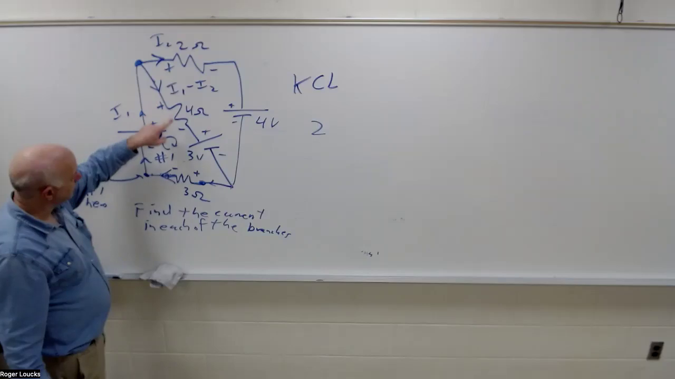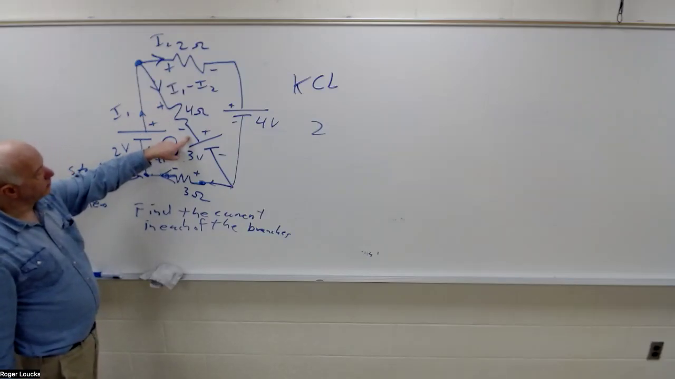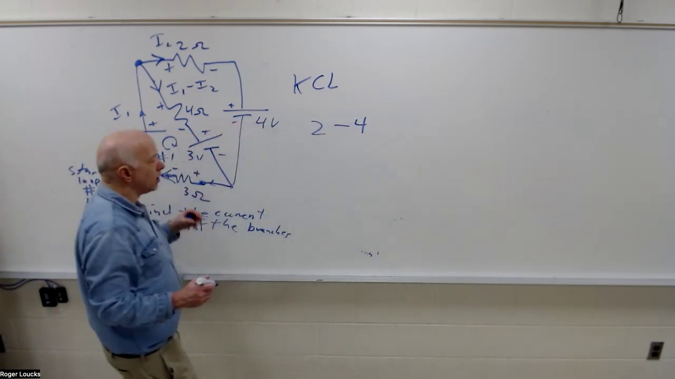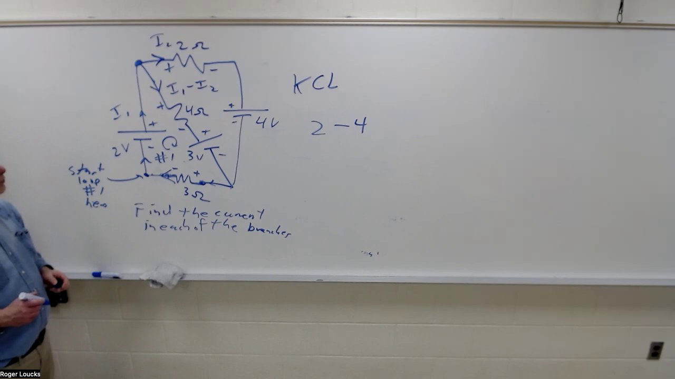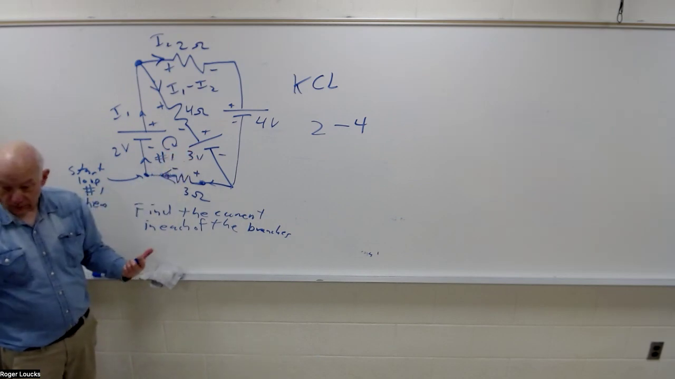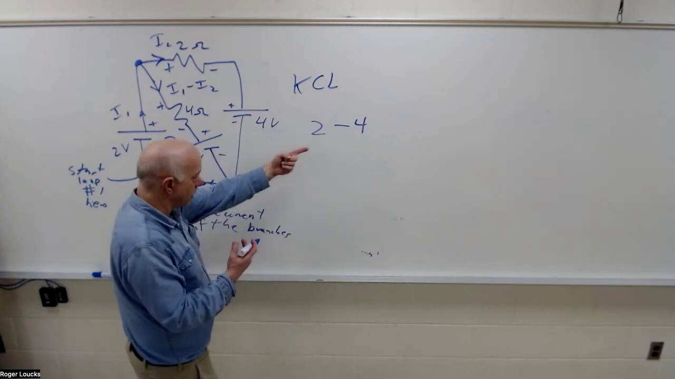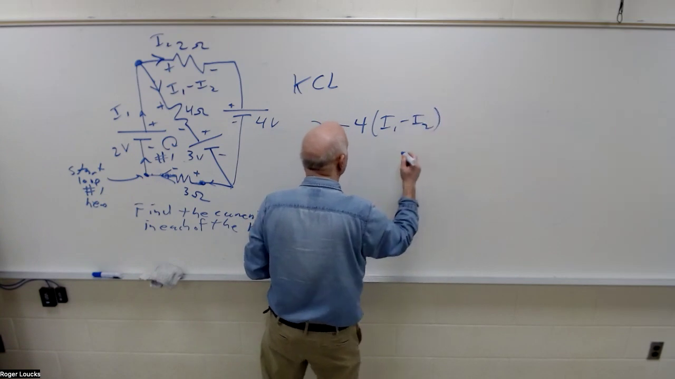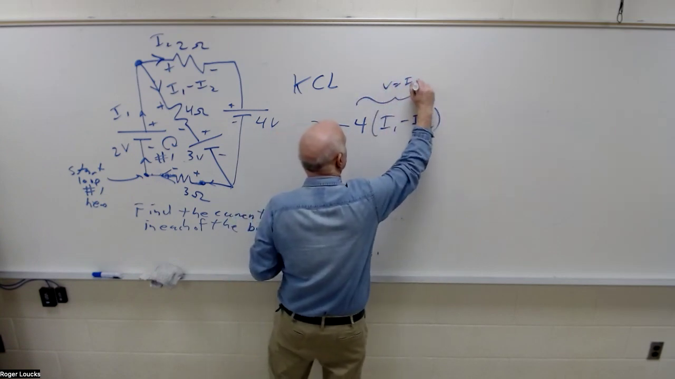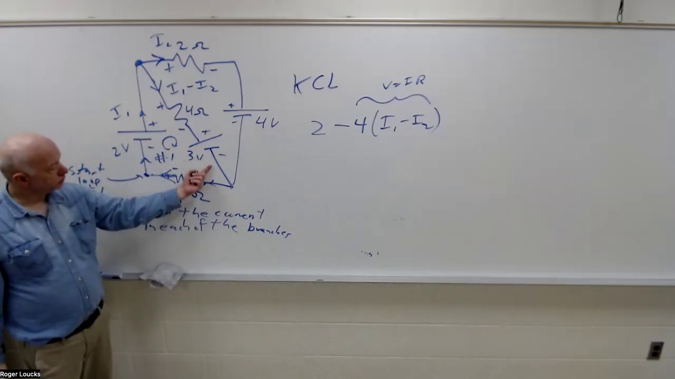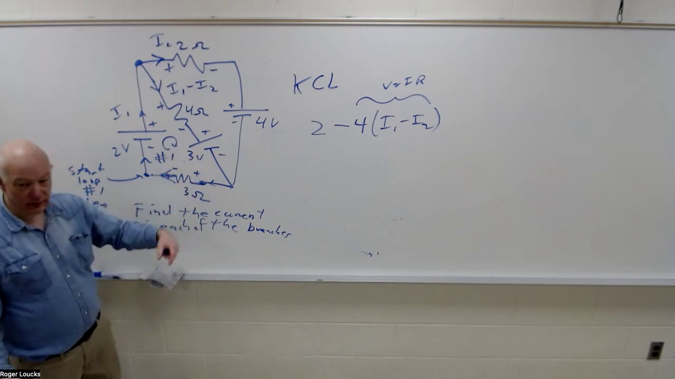Now I come here, now I hop across my little 4 ohm resistor. Is that a gain or a loss? A loss, because I'm going from high to low. So this is minus 4 what? I don't know. What's the current going through here? I1 minus I2, so V equals IR. Here's my R, and I need the I going through here, and this would be I1 minus I2. So this is just V equals IR. I hop across my battery, friend. Minus 3, because I'm going from a high voltage to a low, so that's going to be a minus 3.